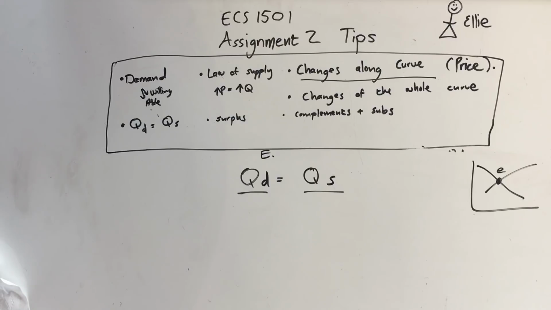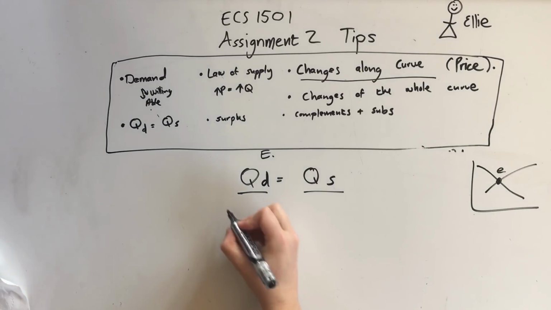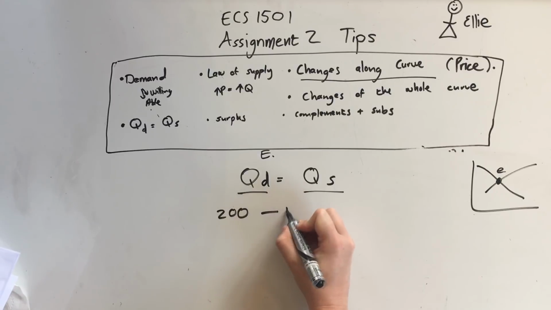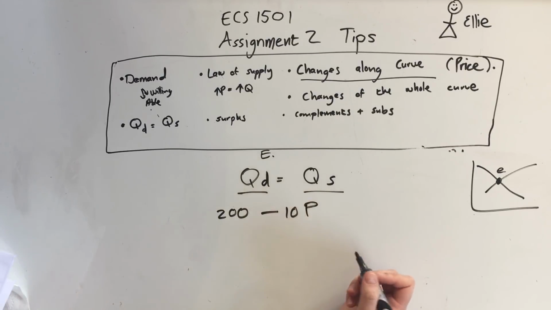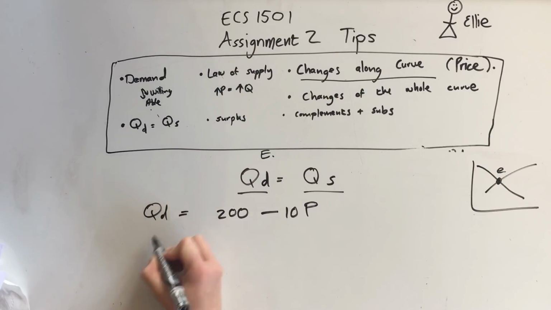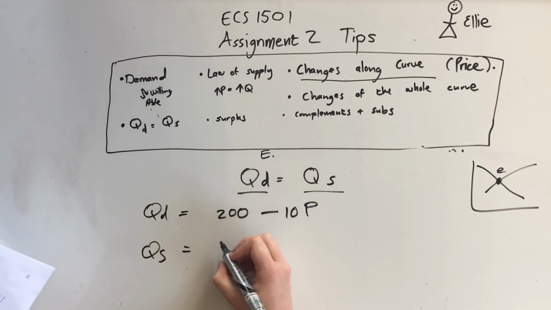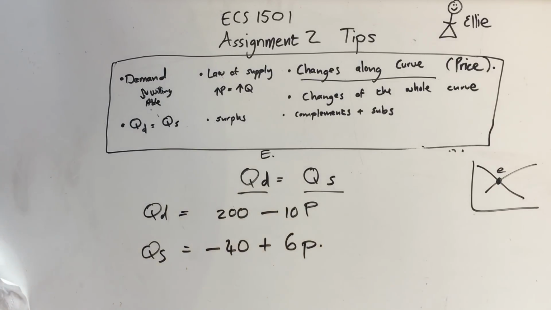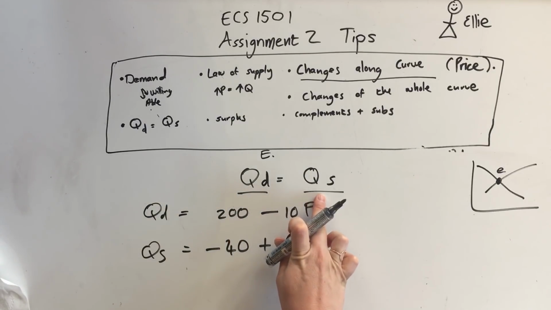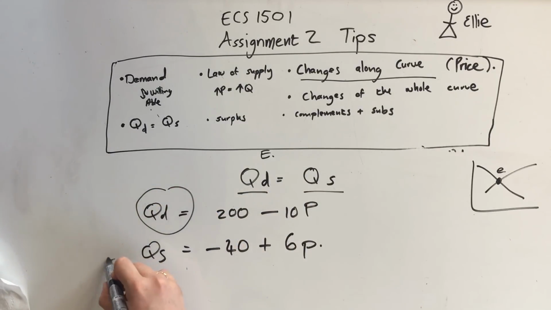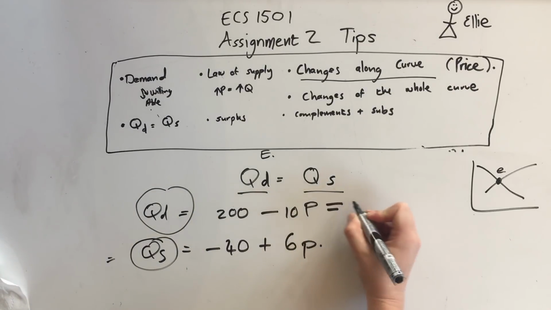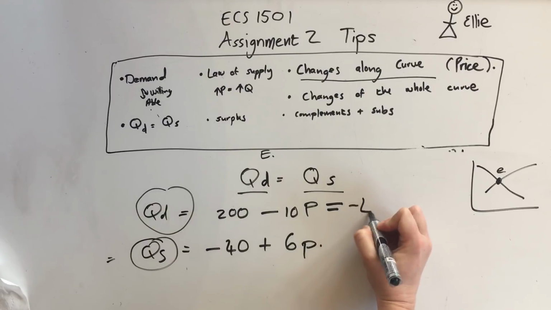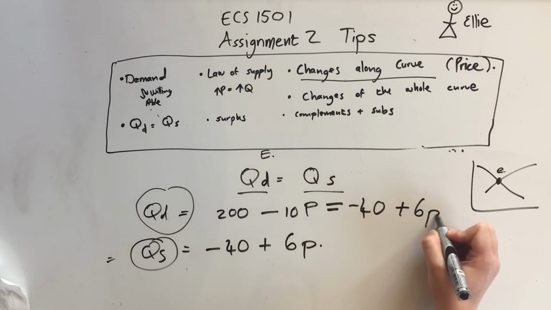Then they'll tell you what the demand is. For example, they will say that the demand is 200 minus 10p. This is just an example. And they will say QS equals, for example, minus 40 plus 6p. Because that one equals that one, you can say this one is equal to this one. So let me write that for you nicely. You can say that 200 minus 10p equals this one, minus 40 plus 6p.